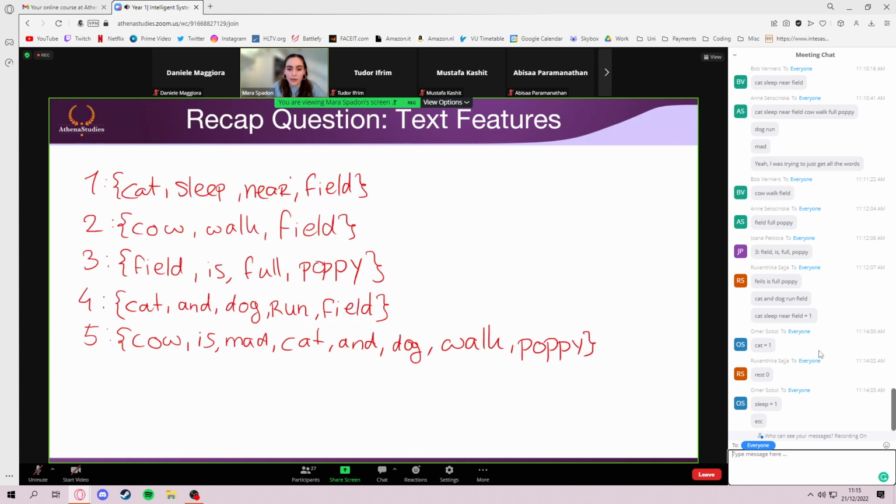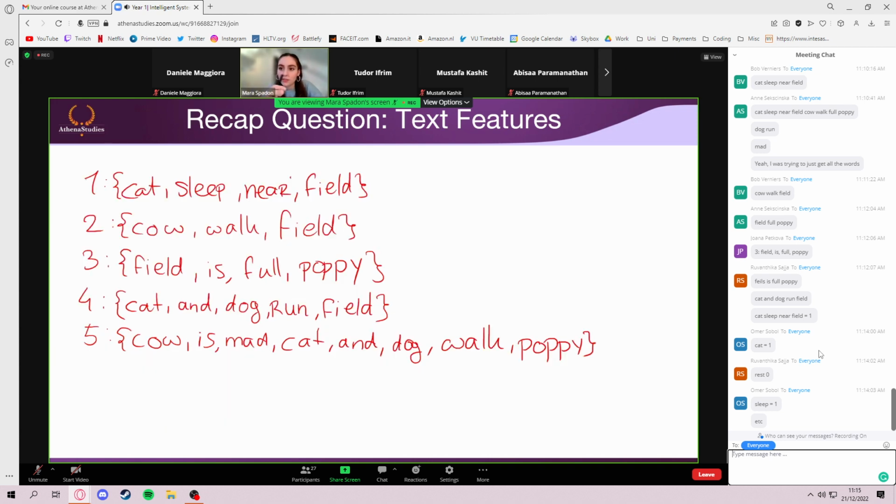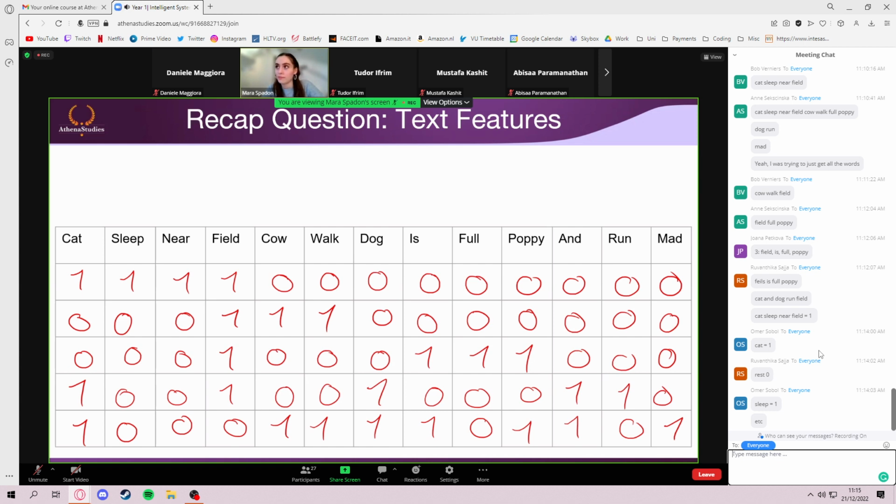And lastly, we have cow is mad, cat and dog walk puppies. So cow. We have all of these. We don't have full puppy and mad, like that. Okay. So I feel like this was clear, right? So you apply the pre-processing steps to these sentences and you fill in the table accordingly.